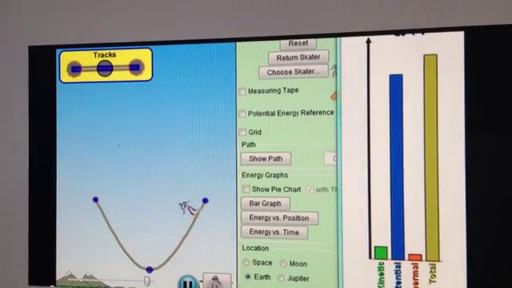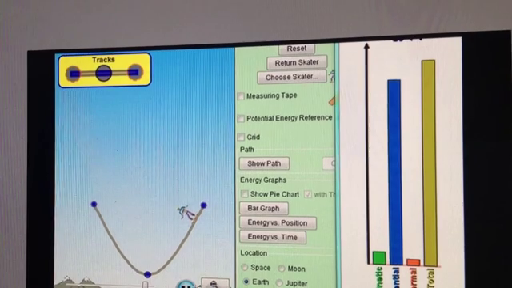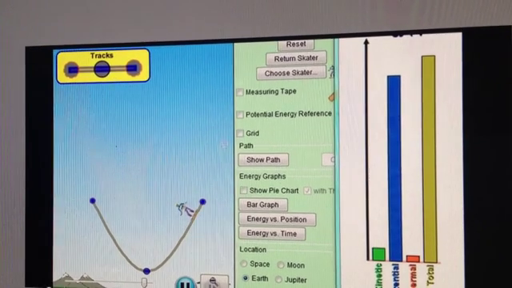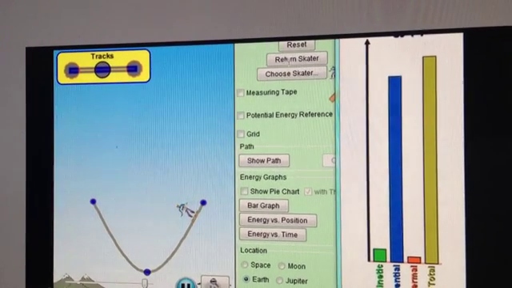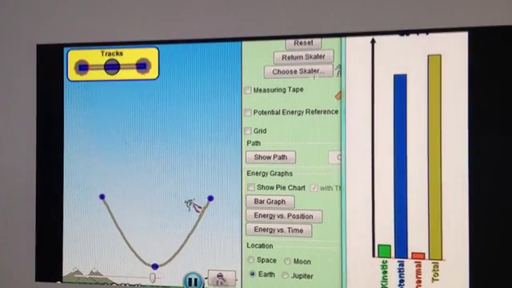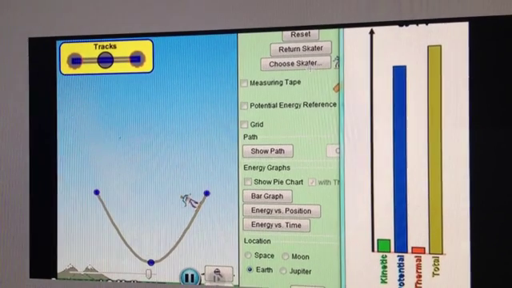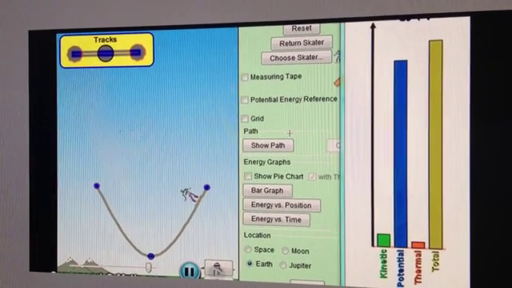Okay, so you have this skater, and he's on a ramp. It's this curved line on its track. Also, up here you have the choice to select what kind of skater you want, which also has an effect, as I learned later. You get to choose what kind of skater, measuring tape, potential energy reference.